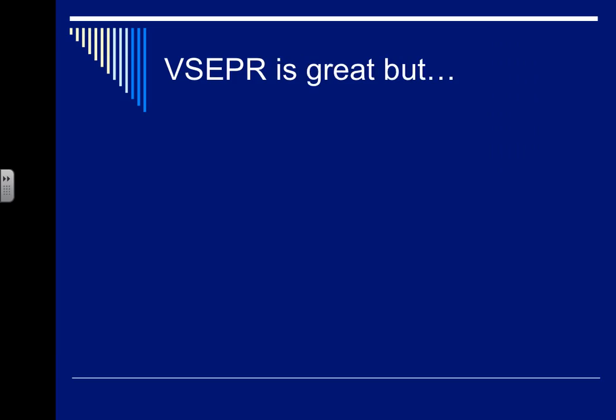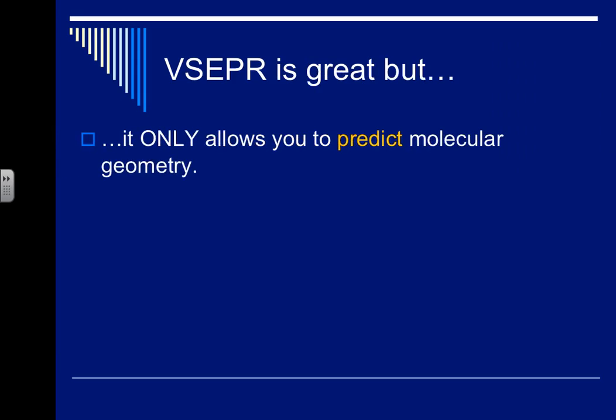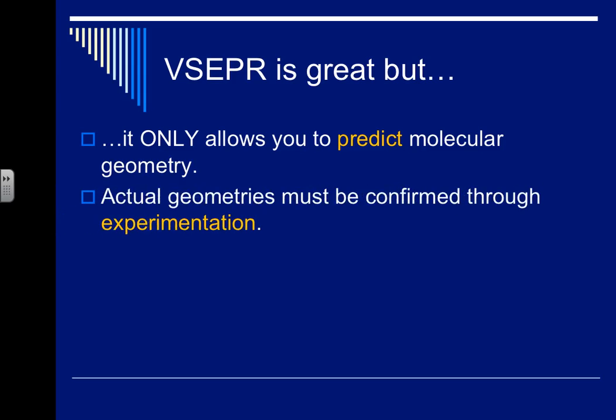And as a final thought here, VSEPR's great. VSEPR allows us to predict molecular geometry, but please note, it only allows us to predict molecular geometry. So we can come up with a pretty good idea of what we think is going to happen, but in reality, if we want to know the real molecular geometry of something, you're going to have to do it through experimentation. You're going to have to take the actual molecule, do some stuff with it in the lab to determine the geometry. And the reason why this might work is because of charges.